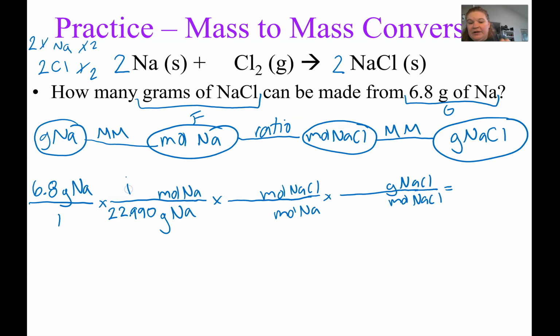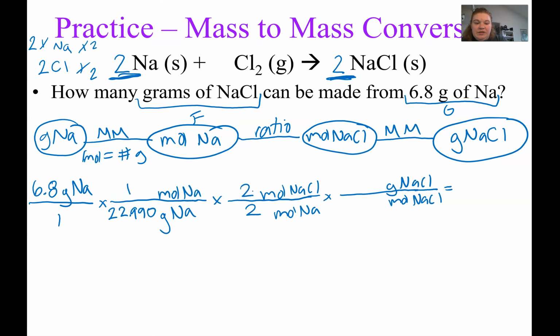And that's for every 1 mole. So remember, with a molar mass, it's always going to be 1 mole is equal to some number of grams. My mole ratio, I go back and I look at my balanced equation. 2 moles of sodium is equivalent to 2 moles of sodium chloride.